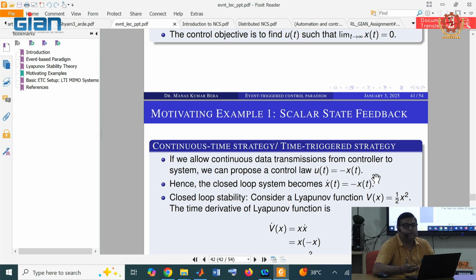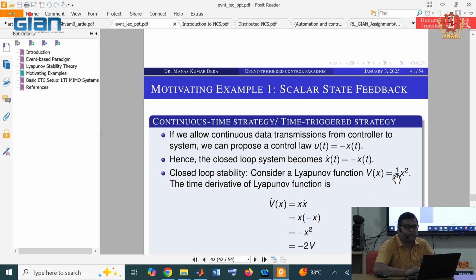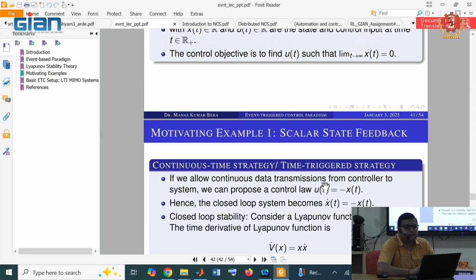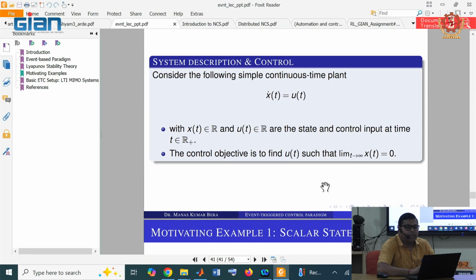For any initial condition it will converge, because it will be e to the power minus t into x0. This can also be shown with a simple Lyapunov function, half x square. If you take the derivative of it, ultimately you can show V dot will be equal to minus 2V, which is the condition of exponential stability.